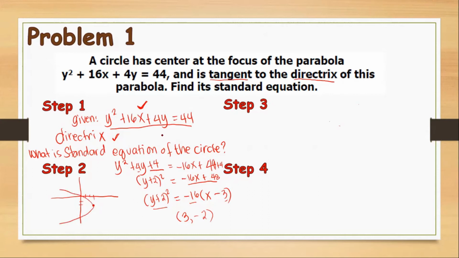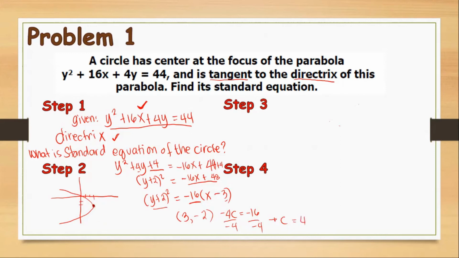And since the circle has the center at the focus of the parabola, let us find the focus of the parabola. The focus of the parabola is 4c. So 4c equals negative 16. It's here. And so we have negative 4c equals negative 16. Divide both sides by negative 4. Then your c is equal to 4.